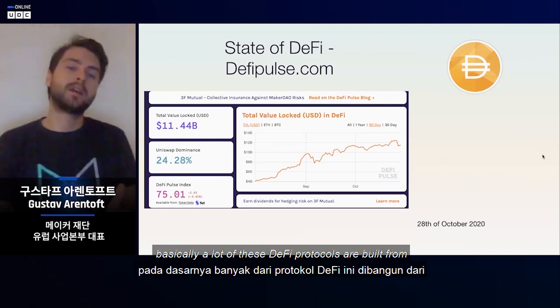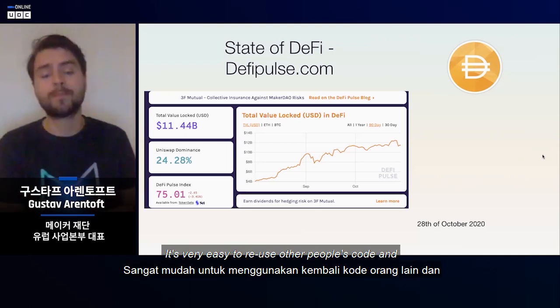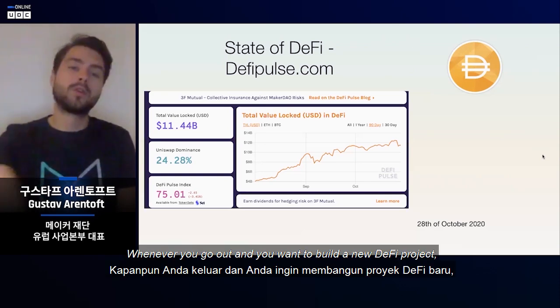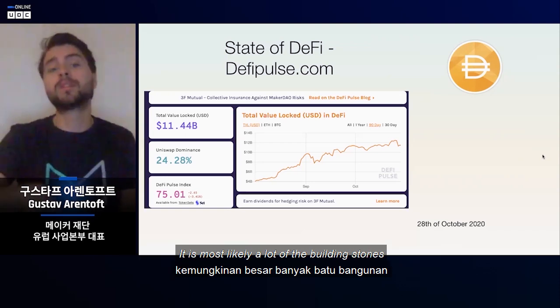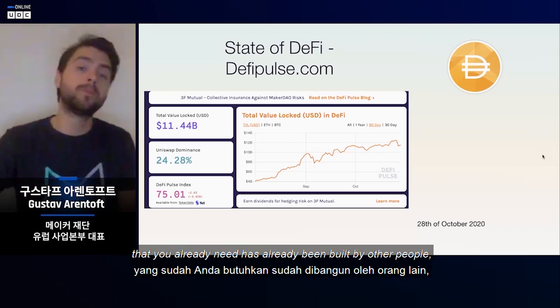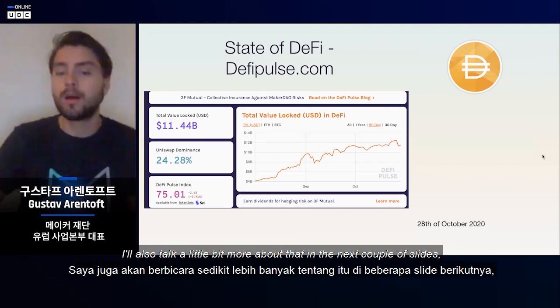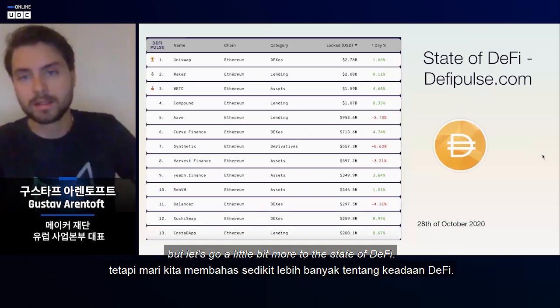So basically, a lot of these DeFi protocols are built from different parts of other systems. It's very easy to reuse other people's code, and this really accelerates innovation, right? So whenever you go out and you want to build a new DeFi project, there's most likely a lot of the building stones that you already need that have already been built by other people, so you don't have to start from scratch every time. I'll also tell you a little bit more about that in the next couple of slides, but let's go a little bit more into the state of DeFi.